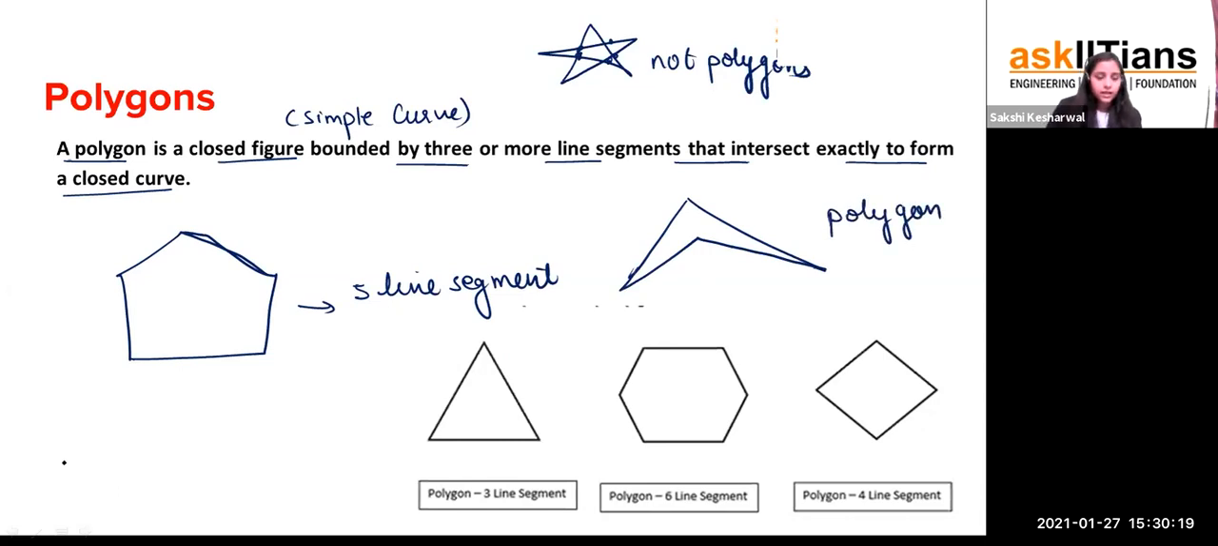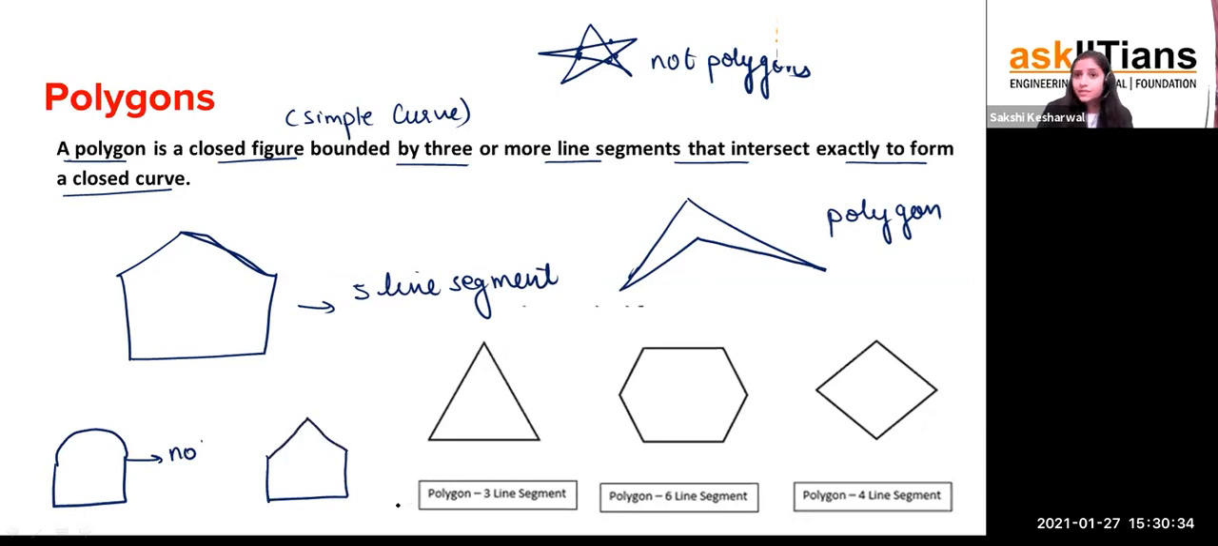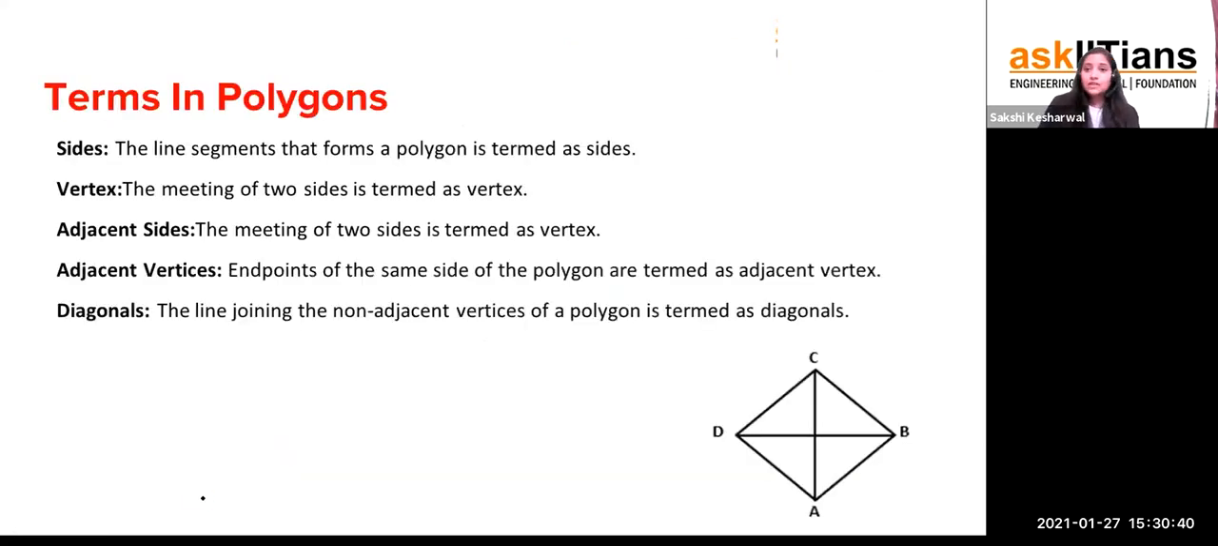Can I make this as this? This is not a polygon because it has a curved surface. But if I make a figure like this, this, this, this and this, this is a polygon. Yes, right? So these are said to be polygons.